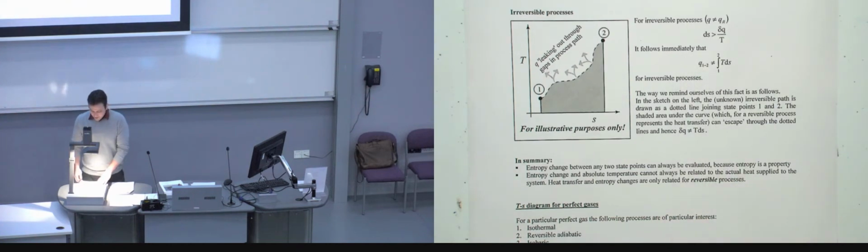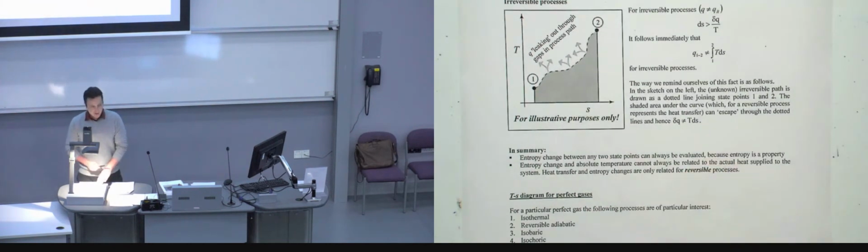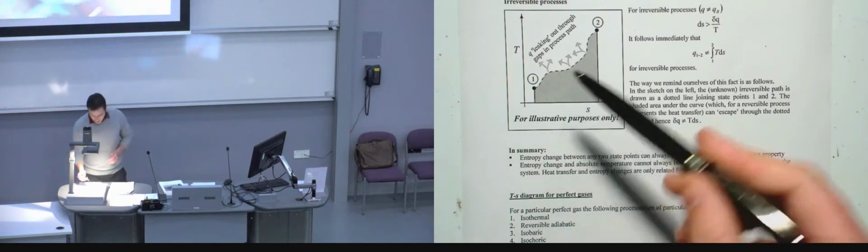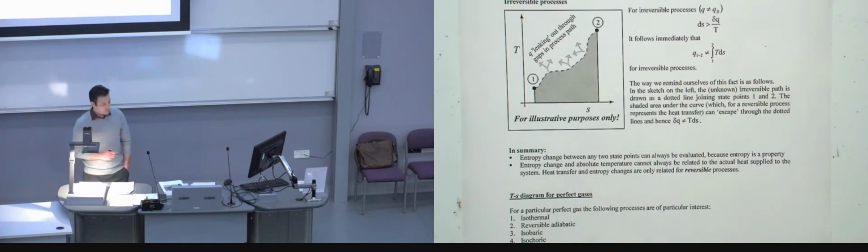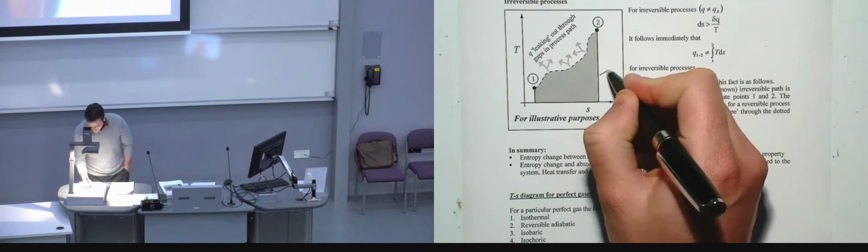What that means is that if you think about the area under the curve that we've got in here, that isn't going to be equal to Q. So you no longer can say it is equal to Q, because it's not.